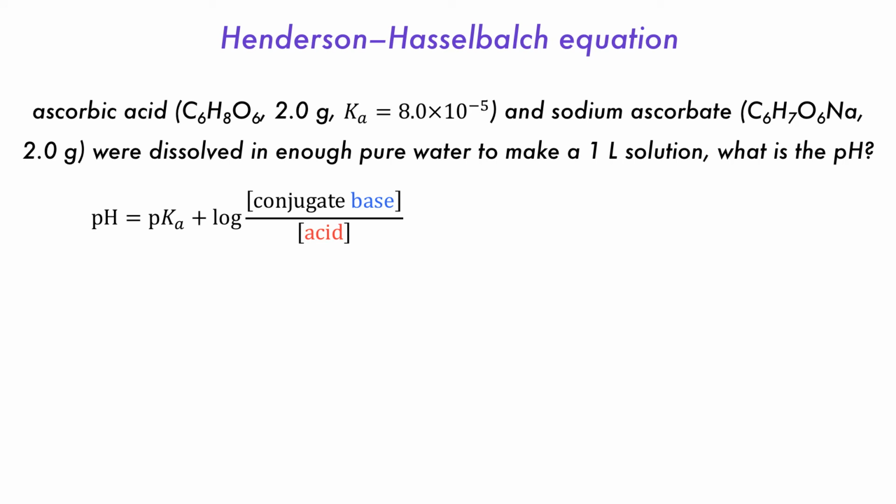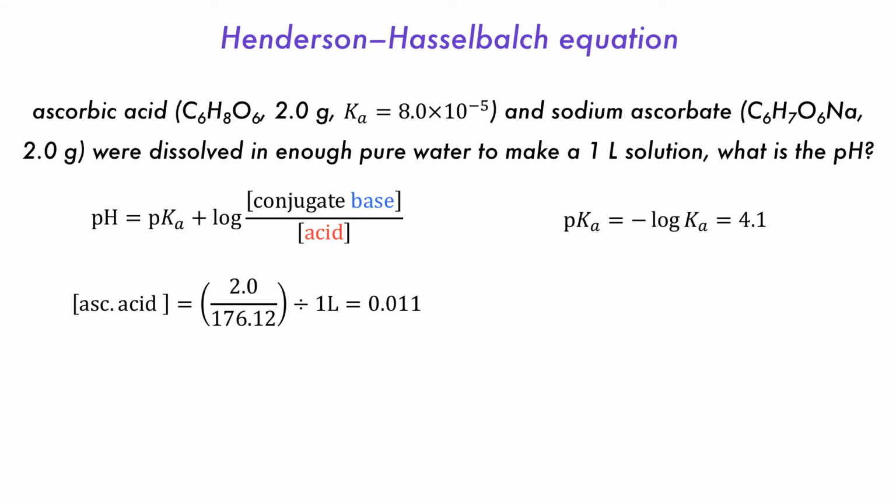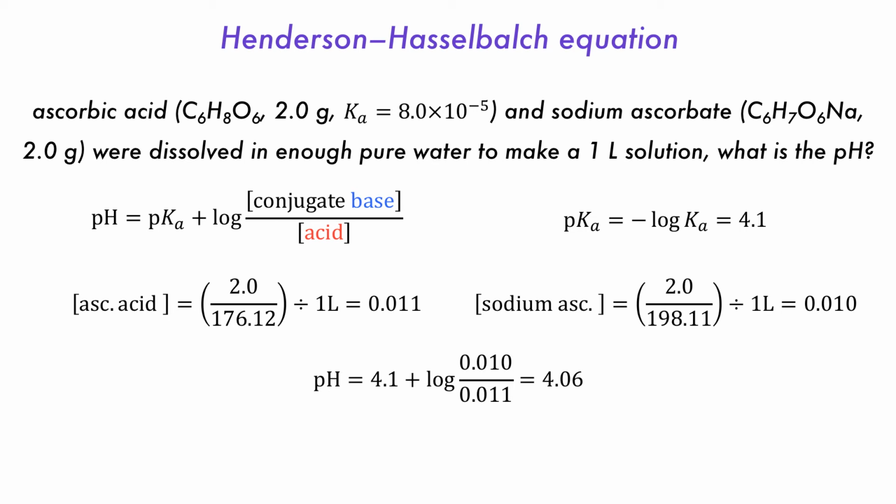We will use the Henderson-Hasselbalch equation, so first let's convert Ka to pKa. Next, calculate the concentration of the acid and its conjugate base. Filling this into our Henderson-Hasselbalch equation will give us the pH of the buffer as 4.06.